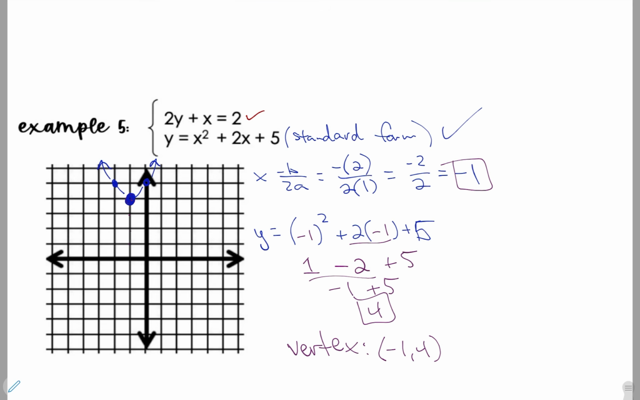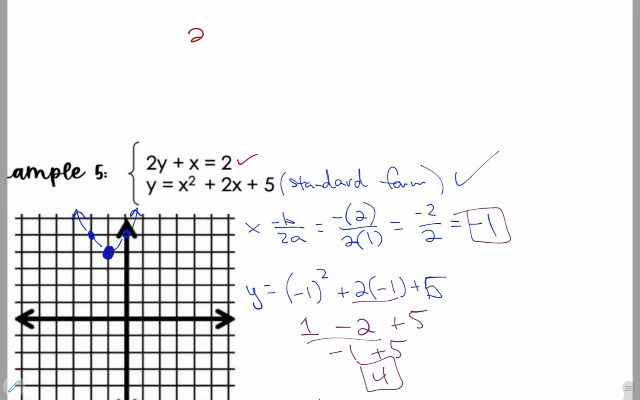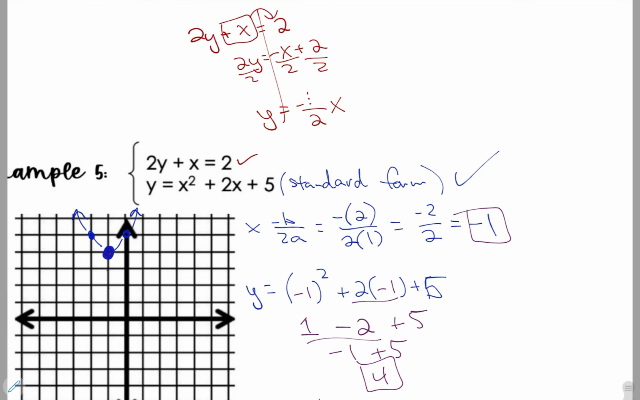Now for my other line right here, we got to get y by itself. So let's do a little bit of math. First thing I'm going to do is pick up x and move them over here. That becomes -x plus 2. And my last move is to divide by 2 everywhere. This becomes -1 over 2x plus 1.